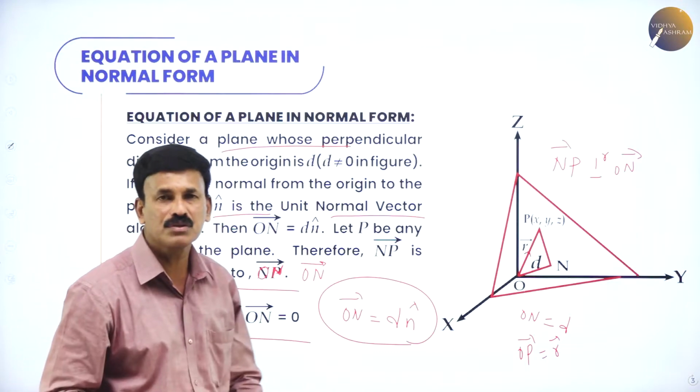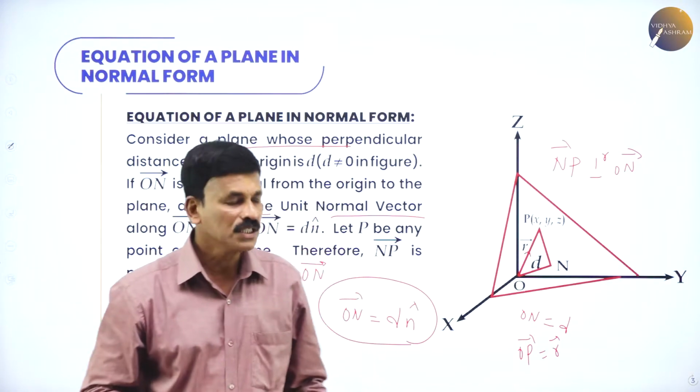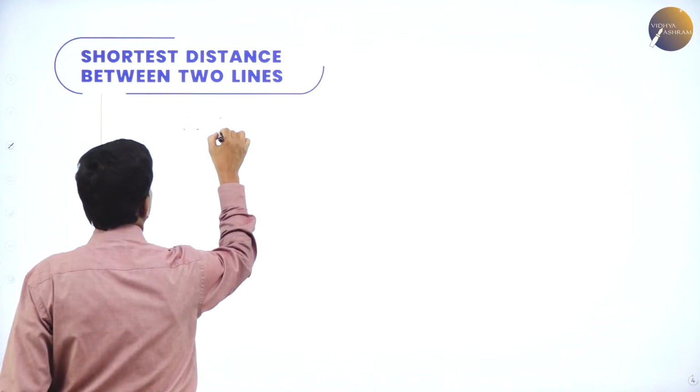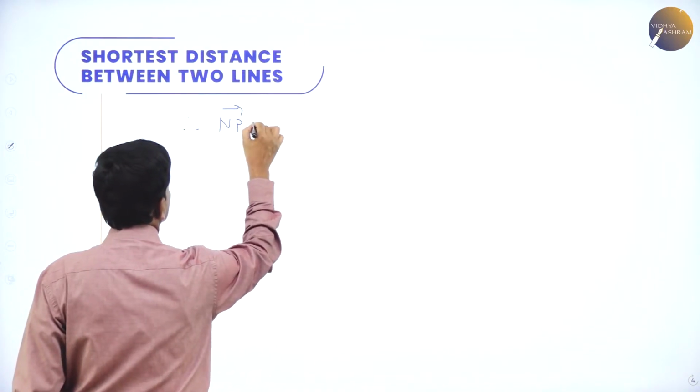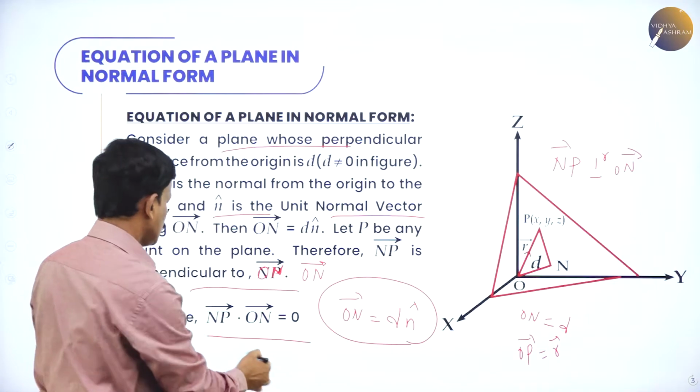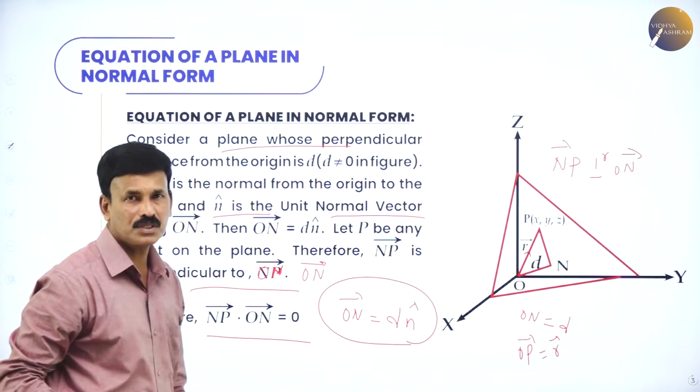NP dot ON is equal to 0. This is the construction part. Therefore, NP dot ON is equal to 0.